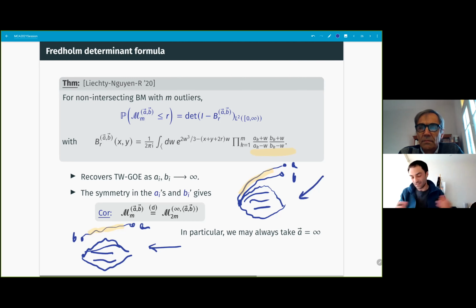This can be seen, and it's not obvious, but it can be seen from a very special symmetry in last passage percolation. But if you look at this non-intersecting Brownian motion model, it's really not very apparent at all. Okay, so I'm going to stop here, and thanks for your attention.